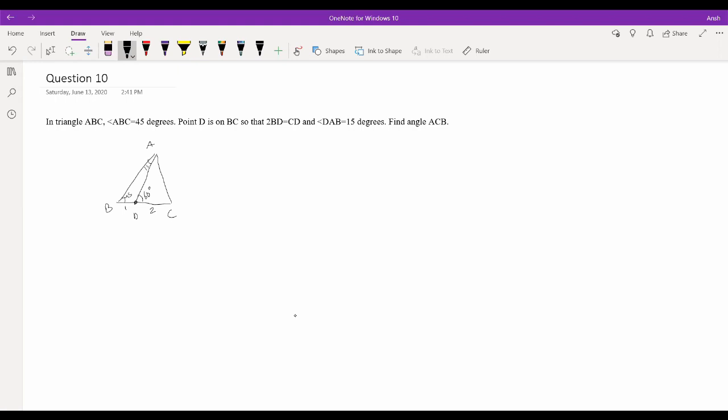And we can do this since we know that angle DAB is equal to 15, and we know that angle ABD is equal to 45. That means in triangle ABD, the sum has to be equal to 180. So angle ADB is equal to 120, and angle ADC is its supplement, which is 180 minus 120, which is equal to 60.